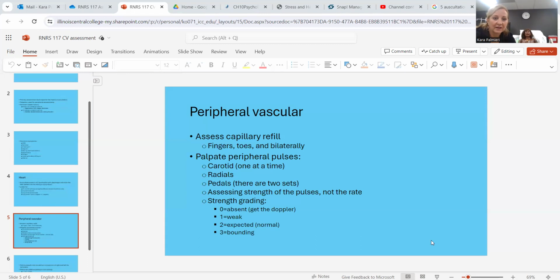Okay. All right. For grading the pulses, 0 is an absent pulse, and you should never document a 0 without getting the Doppler. Okay, that's just negligent to do that. So if you say, well, they didn't have a pulse, well, you better prove that there's circulation there somehow. So that's why we go get the Doppler. If it's weak, you can barely feel it, that's a 1. If it's expected or normal, that's a 2. So if you feel your own right now, you're probably all going to have 2 pulses. Okay. And then if you're feeling it and it feels like it's just bounding against your finger, that's a bounding pulse, and you can document that as a 3.